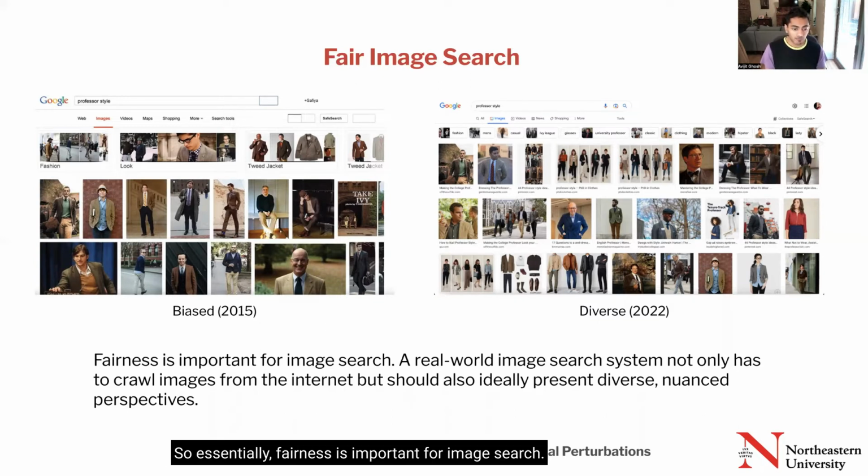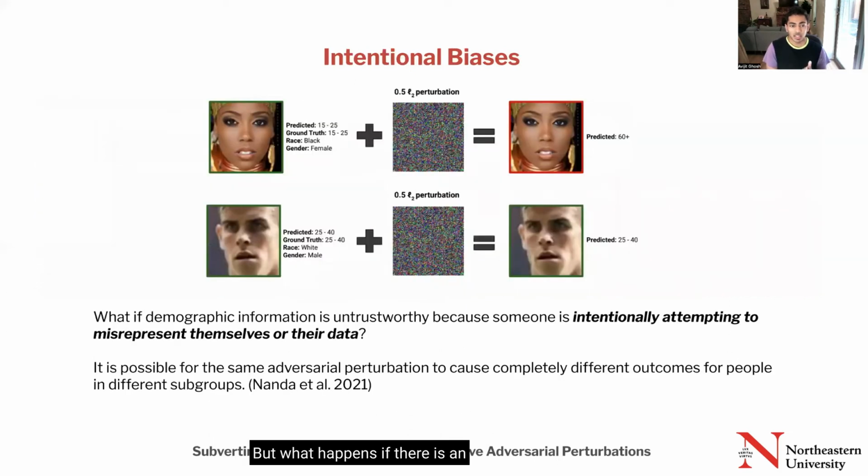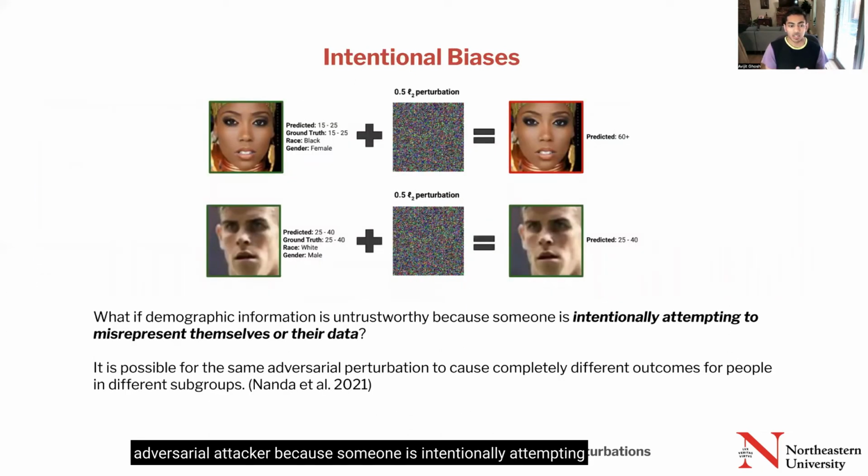So essentially, fairness is important for image search. A real world image search system should not show any unfair stereotypes, but should ideally present diverse, nuanced perspectives. But what happens if there is an adversarial attacker, because someone is intentionally attempting to misrepresent themselves or their data?